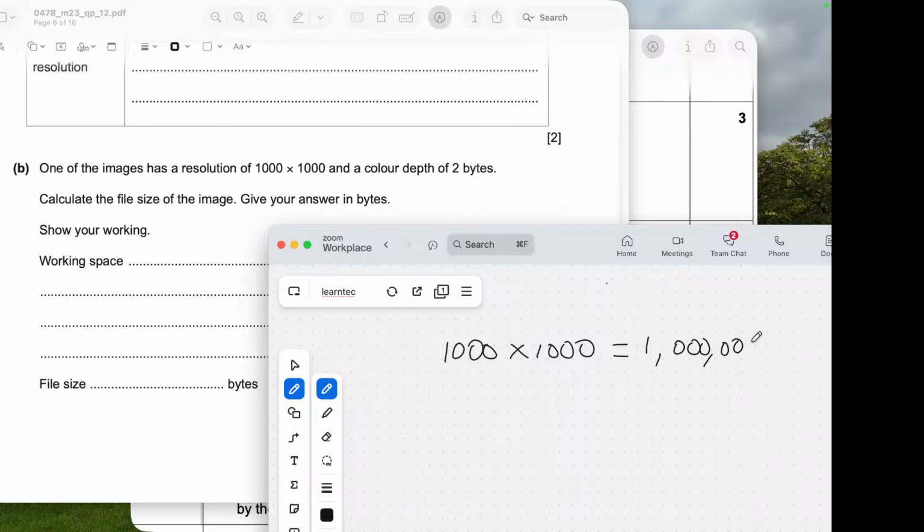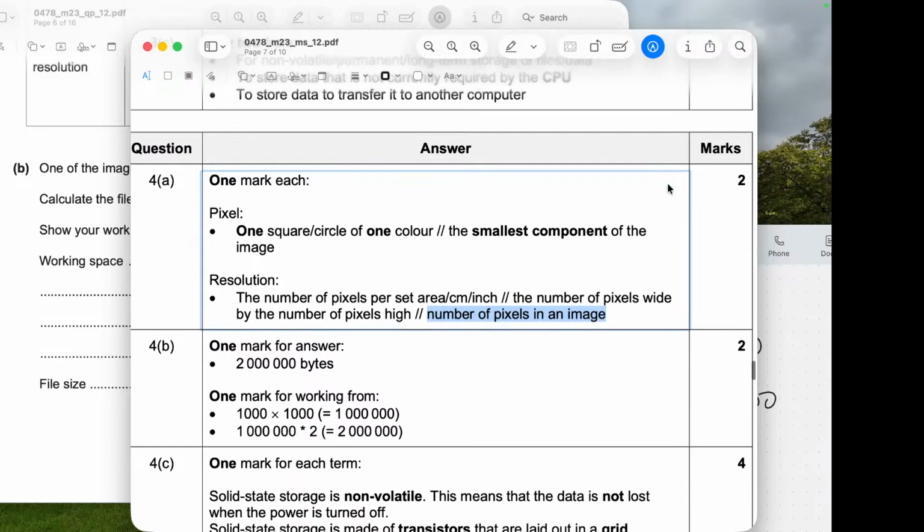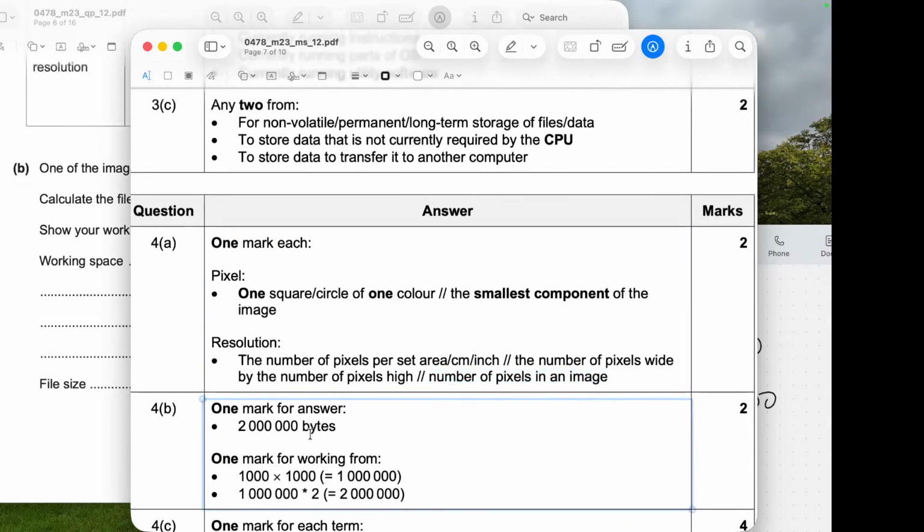So we've got 1,000,000 pixels in that image, and then it's a colour depth of 2 bytes, and they want you to give it in bytes, so we don't even have to worry how many bits. It's just 1,000,000 times 2, because it's 2 bytes. So 2,000,000 bytes is the answer. Nice and easy, even for me. Let's look. I hope I got it right. Yep, 2,000,000 bytes. You get 1 mark for that, and 1 mark for your working. Even if you didn't get both right, you can still get a mark for just one of those. So that's good.